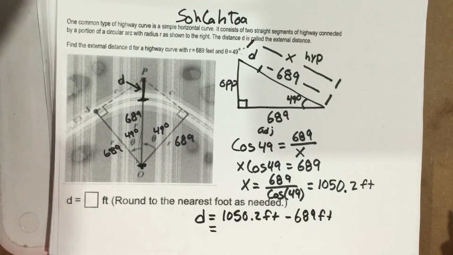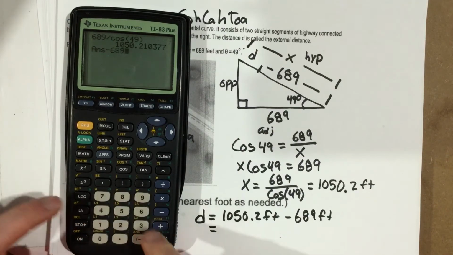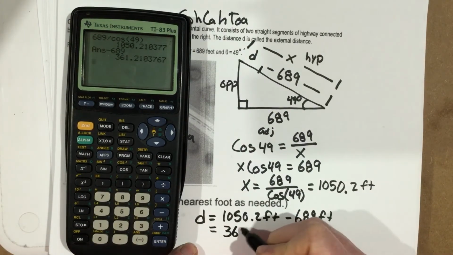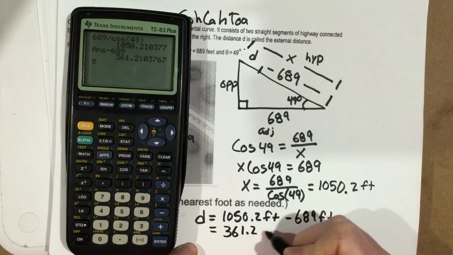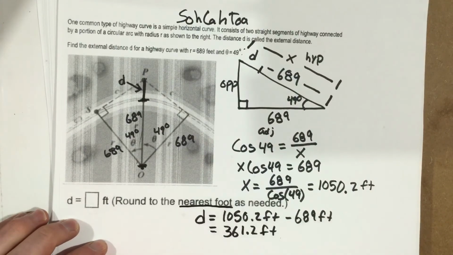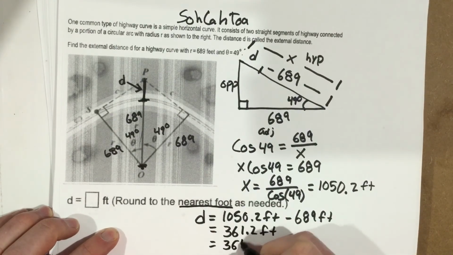Throw that in the calculator. I like to use that second answer button. And it tells me I'm at 361.2 feet. They tell us to round to the nearest foot. So that would be 361 feet.